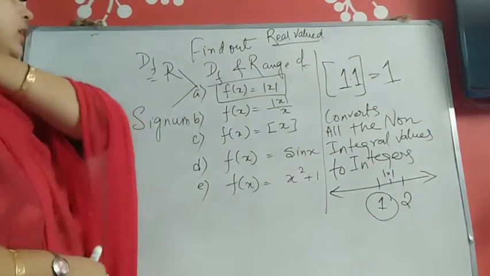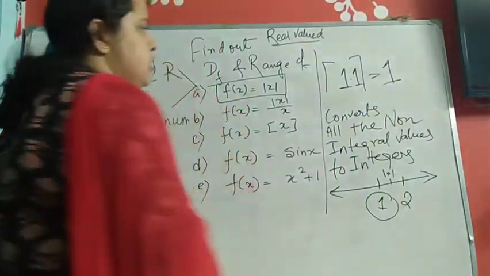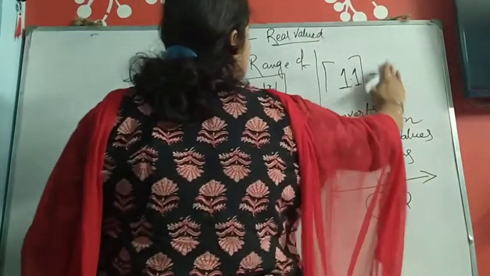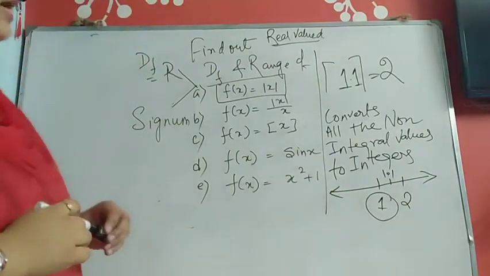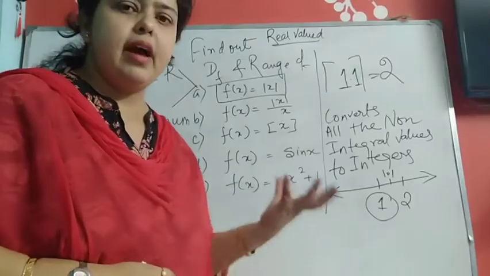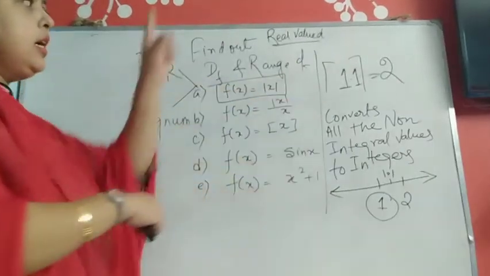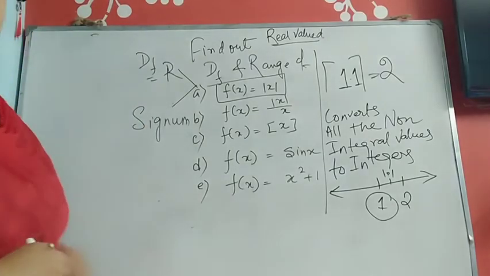Understood? But what about the smallest integer function? The smallest integer function has a symbol like this. So in this case, for the smallest integer function, the answer will be 2, that is the higher value of the integer. That is, for 1.1 in this box, it is 2 in this case. I hope you will always remember this one.